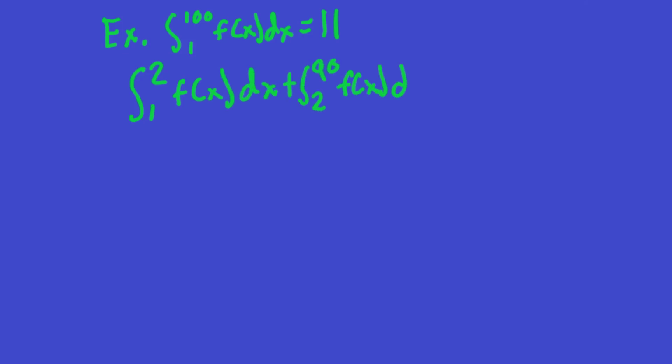Our task is to try to find the integral from 1 to 2 of f of x dx plus the integral from 2 to 90 of f of x dx plus the integral from 90 to 100 of f of x dx. Because we have three expressions, we will need to use the sixth property twice.